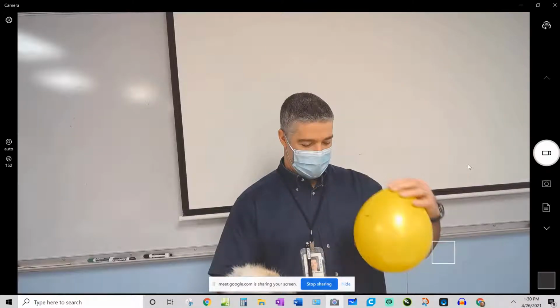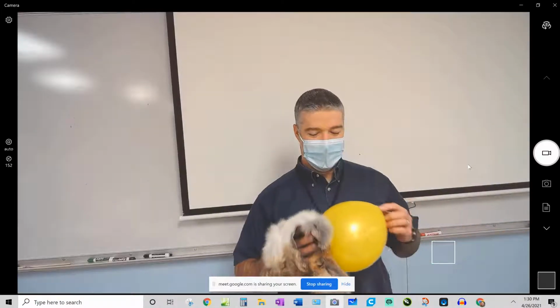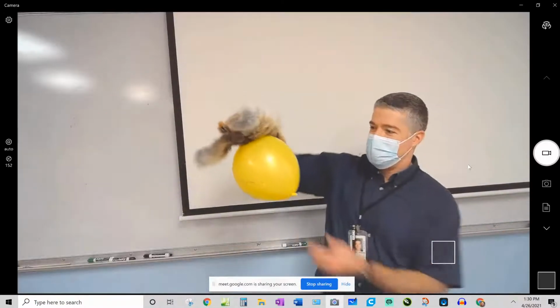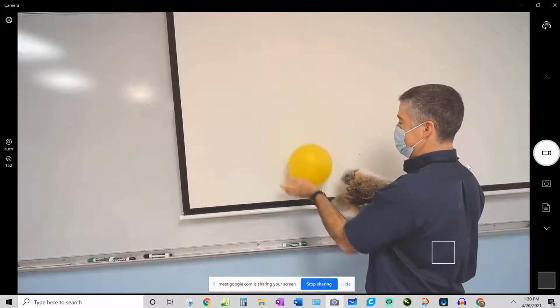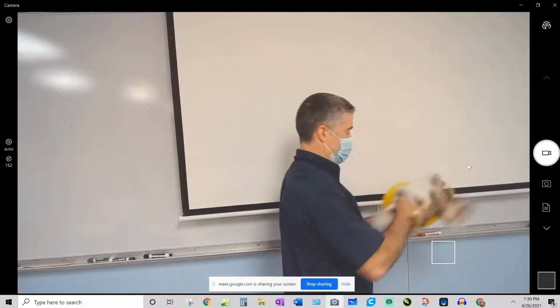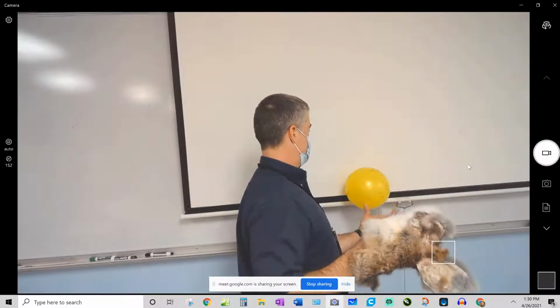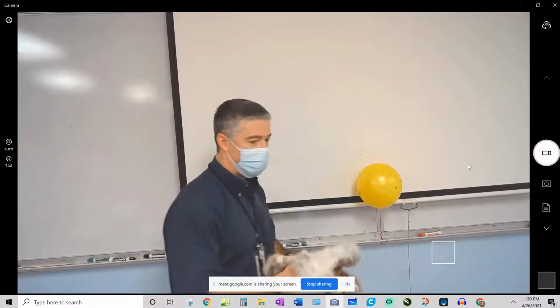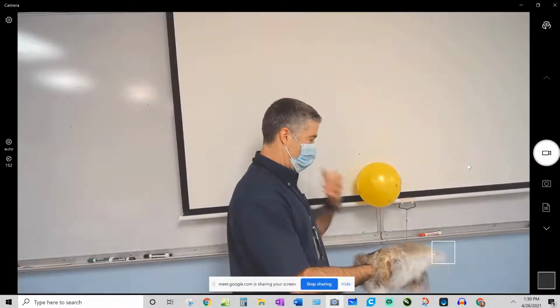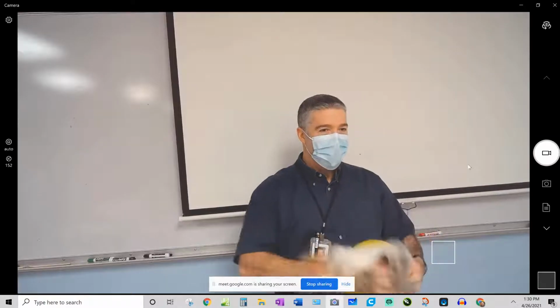If I let go of this, it sticks to me. It'll stick to the rabbit. Should stick to the screen. Whoop. Kind of rolls down the screen until it gets to this lip usually, and then it'll stay there. So can anybody explain how it does that? Just the basic principle. Rub a rabbit on a balloon.